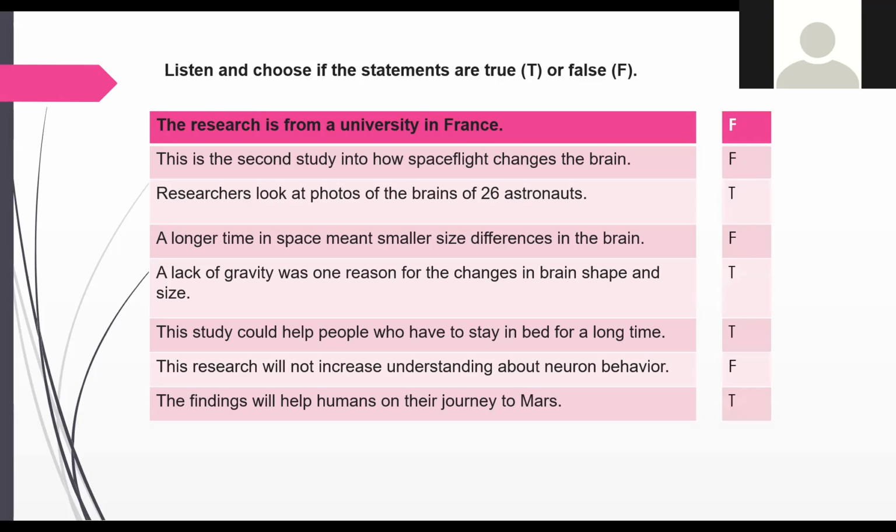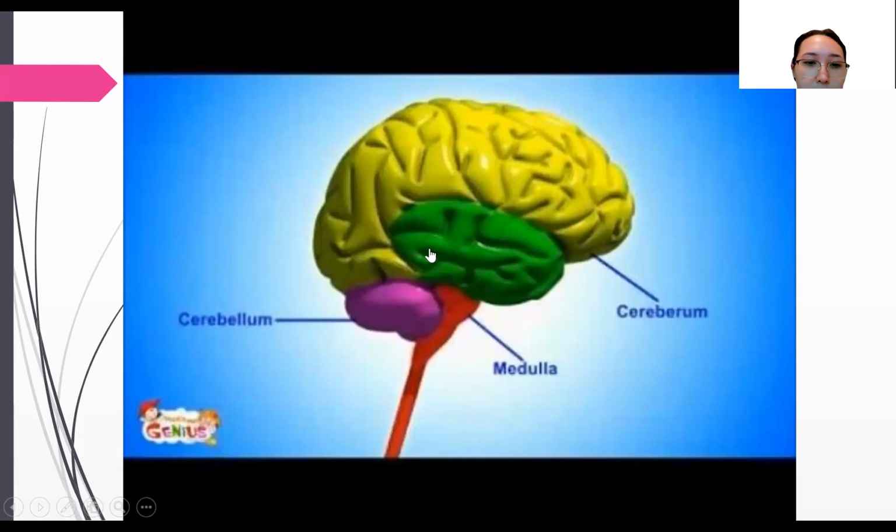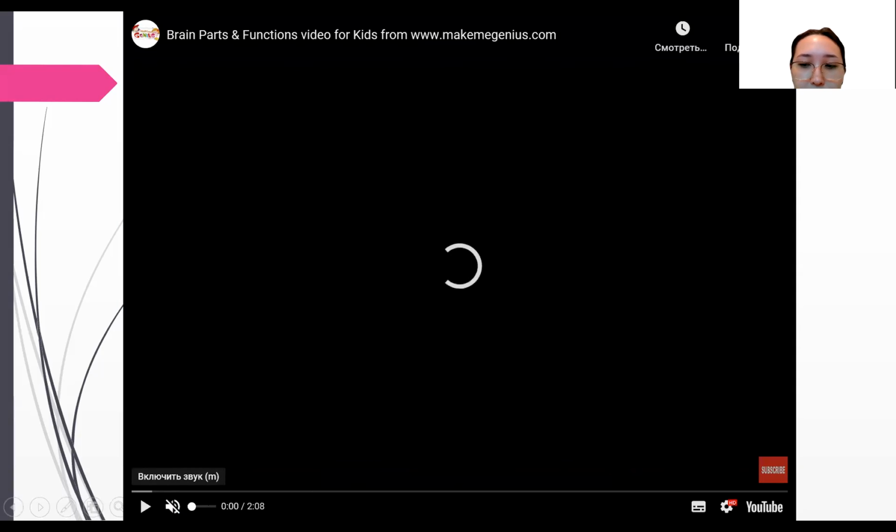Now let's see the answers. The first one was false, according to what we said. This is a second study into how space flight changed the brain. False. A longer time in space means smaller size differences in the brain. That is false. Okay. We will watch the video now about the functions of the brain.